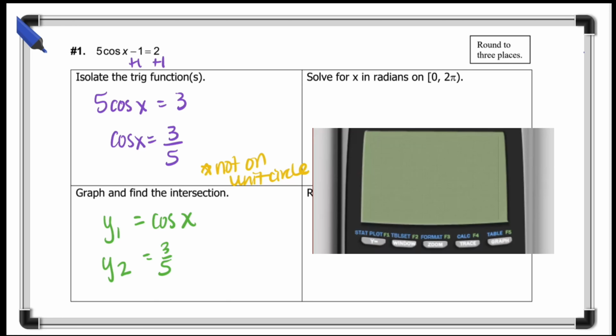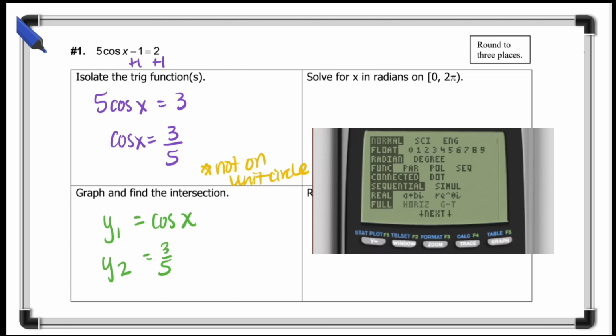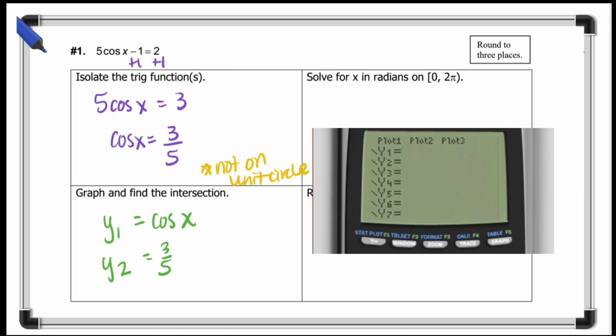Okay, so when we graph, the first thing you want to do is go to mode. And you want to make sure that your calculator is in radians, so make sure radian is highlighted. Then you're going to go to y equals, and you're going to type in y1, we're going to put cosine of x. And then in y2, we're going to put 3/5, so 3 divided by 5, or you can use the fraction bar if you would like that.